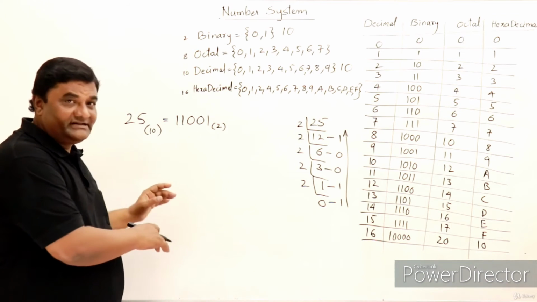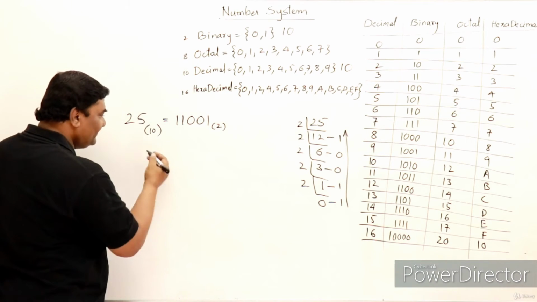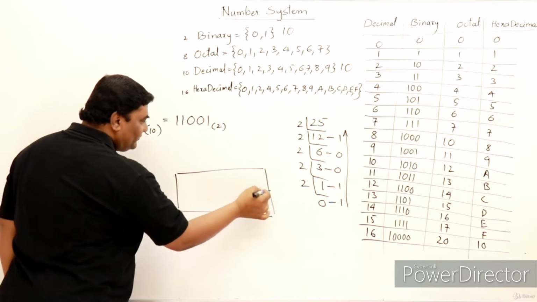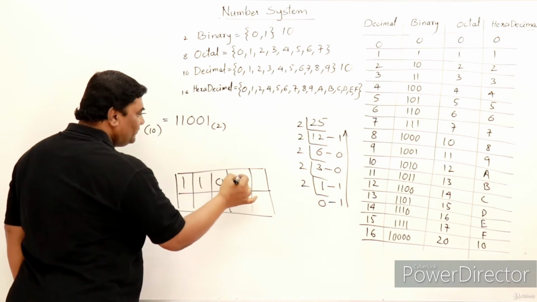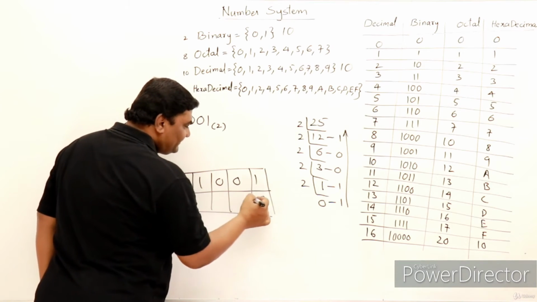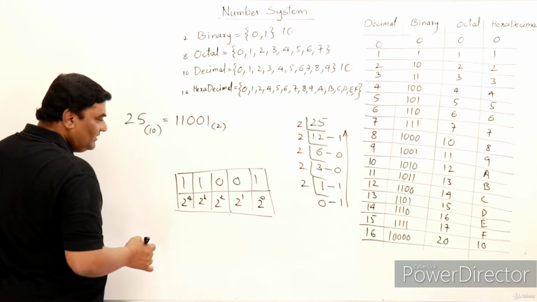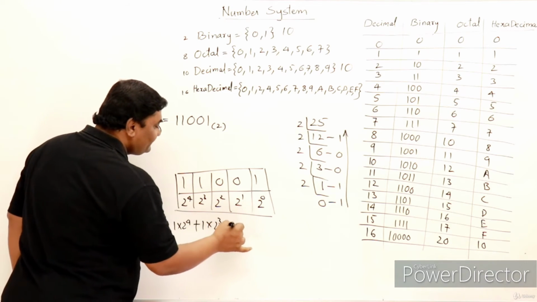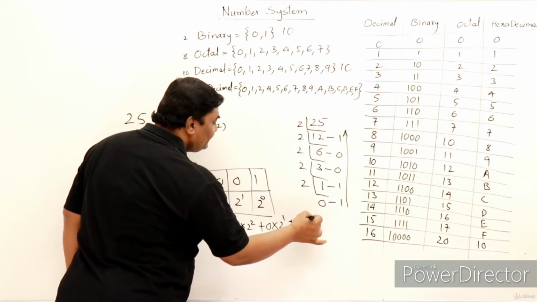Then binary back to decimal. Let us see the procedure. If I take the same number and convert it from binary to decimal form, take 5 boxes, 1, 2, 3, 4, 5. Then write this number 11001. At the bottom, write powers of 2 from the right side: 2 power 0, 2 power 1, 2 power 2, 2 power 3, 2 power 4. Now 1 into 2 power 4 plus 1 into 2 power 3 plus 0 into 2 power 2 plus 0 into 2 power 1 plus 1 into 2 power 0.